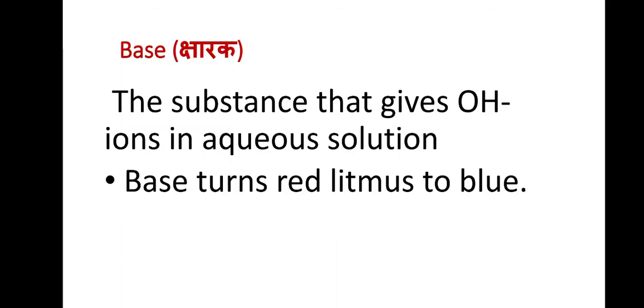Now we explain the base. Bases are the substances that give OH negative ions in aqueous solution. Only those substances that dissociate in water to give OH negative ion, the hydroxide ion. Bases change the color of red litmus paper to blue. The substance which changes the color of red litmus paper to blue is considered a base.